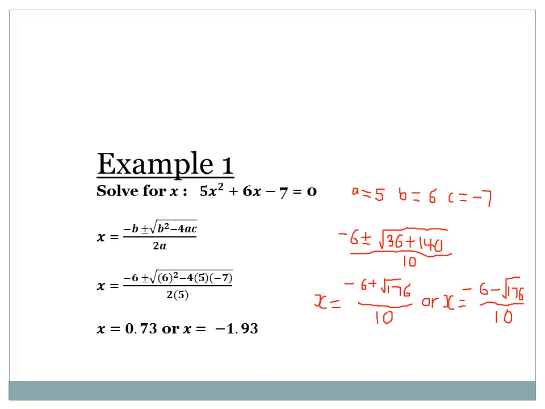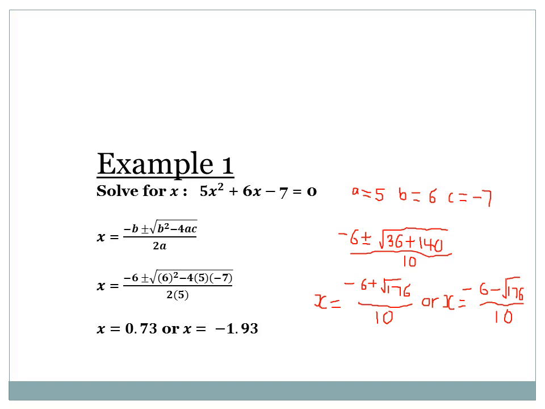So now we are going to have x is equal to negative 6, which represents b, plus or minus the square root of b is 6, and there is a squared, so it's going to be 6 to the power 2. And 4ac means 4 times a times c, and the value for a is 5, and the value for c is negative 7.